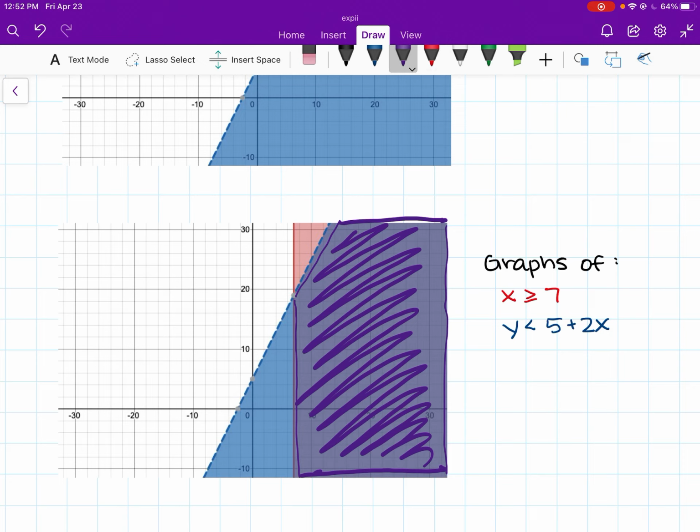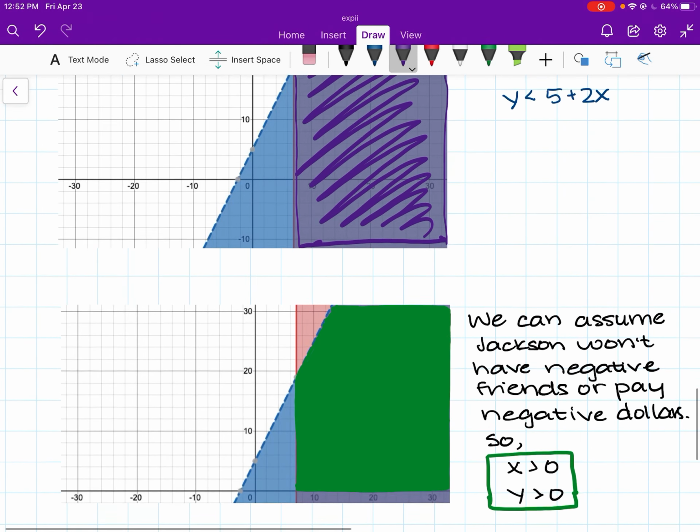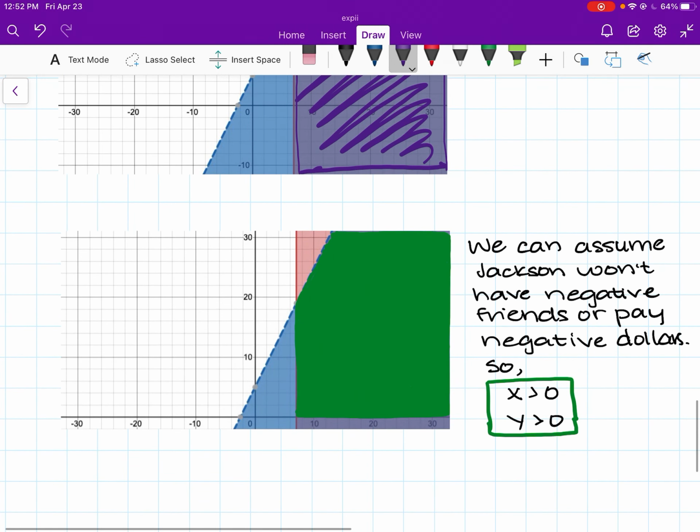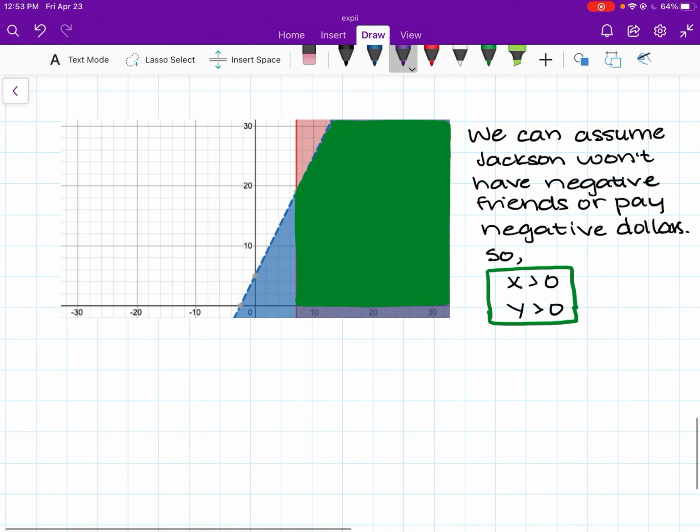But one thing to consider, I'm going to assume that Jackson's not going to pay negative money and he's not going to have negative people there. And so we can make the assumption that x is greater than 0 and y is greater than 0. So this section in green is actually the section we're looking for. Right here. This is Jackson's sweet spot.